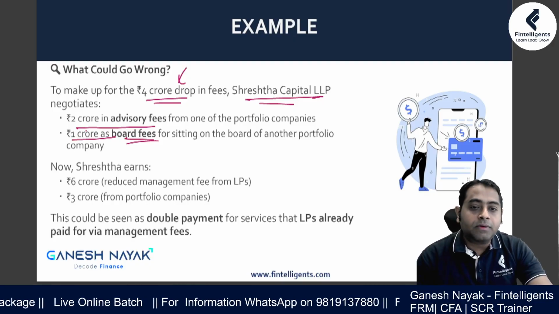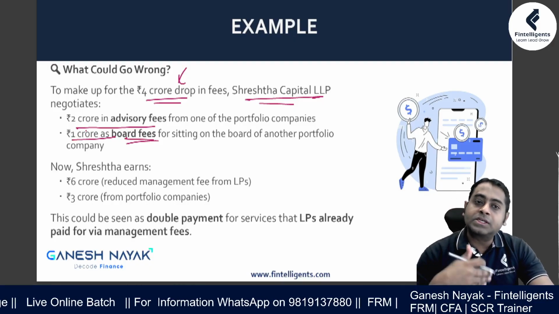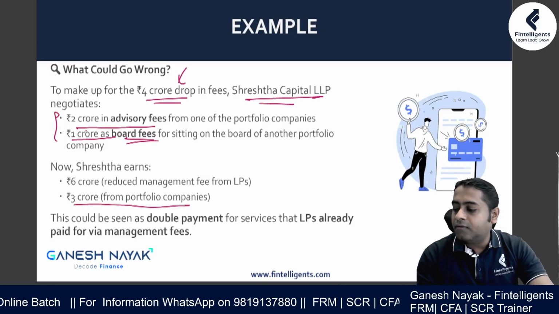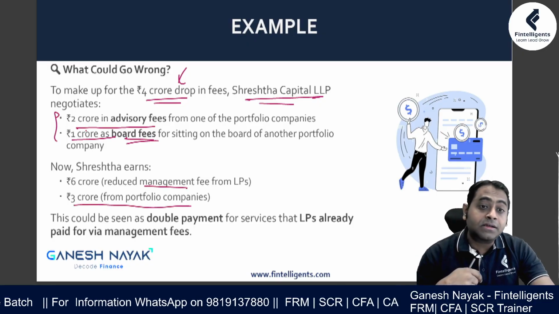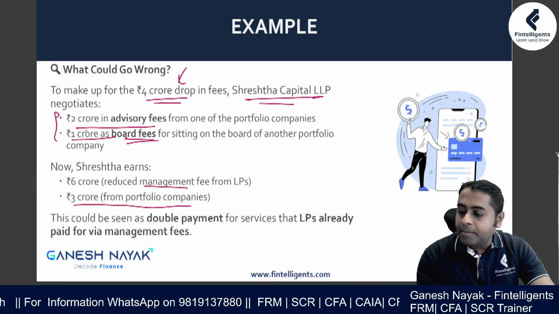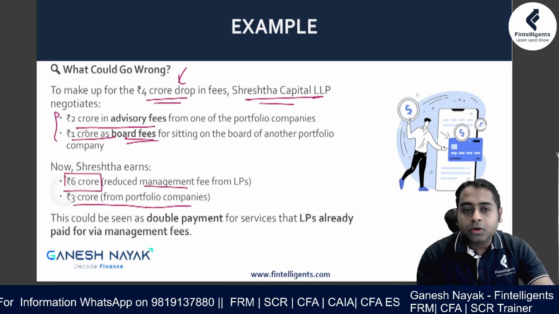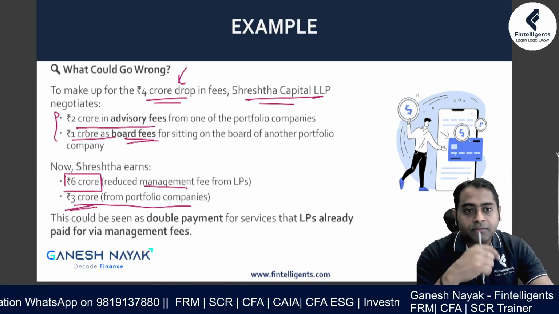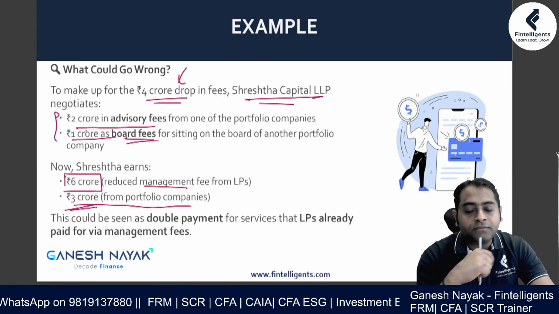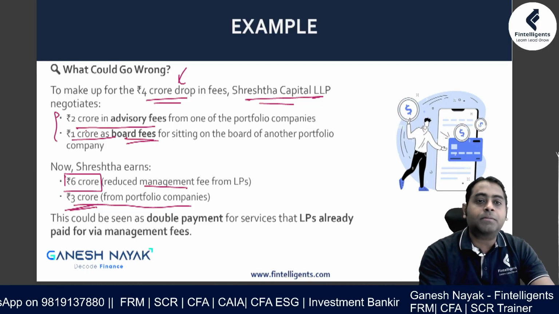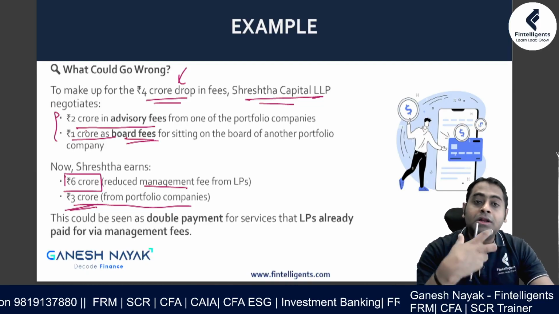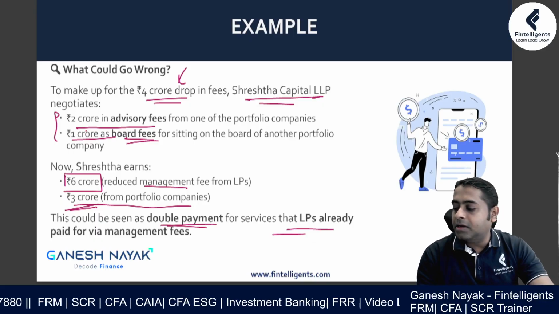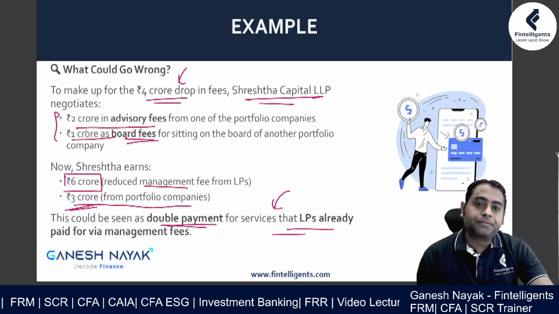So ideally what will happen? He's going to earn 6 crore from the management fee and the remaining 3 crores from the portfolio company. Now the investor is saying, okay, I paid you 6 crore to look at the portfolio companies and you're charging again 3 crore from the portfolio company. The portfolio companies are going to pay, but the overall return of the portfolio company will go down, right?